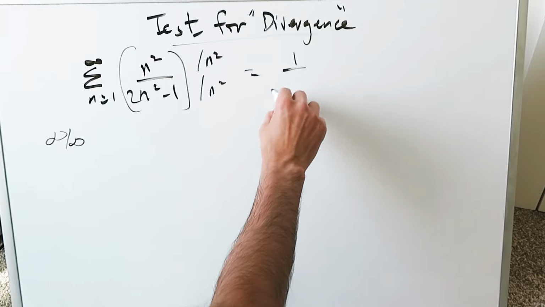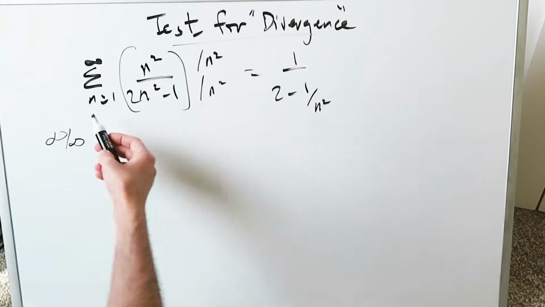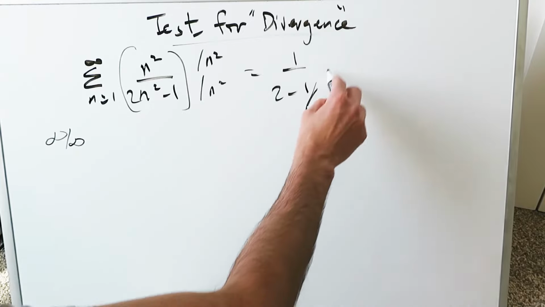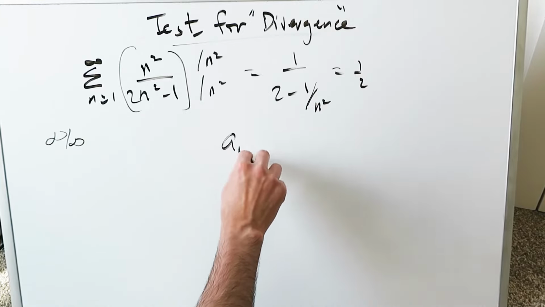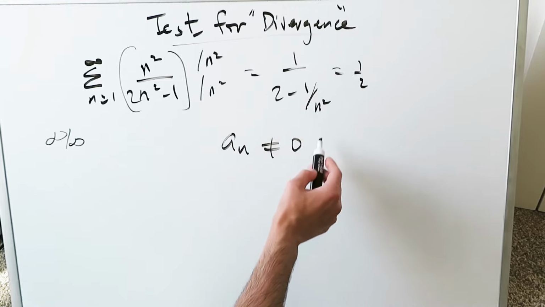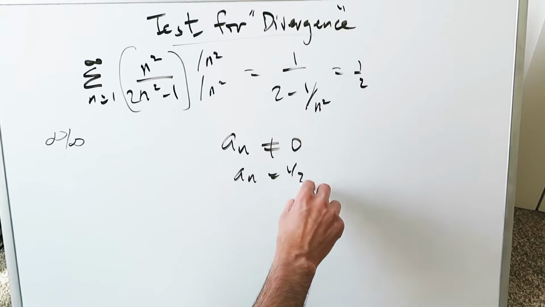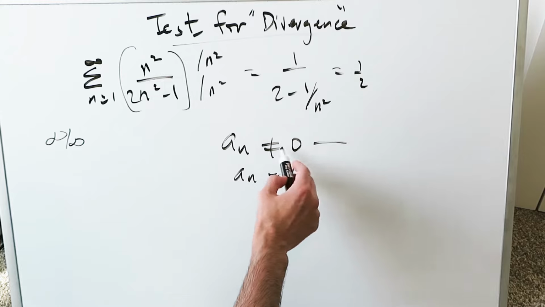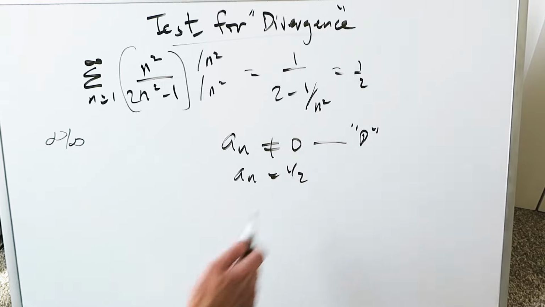You'll end up getting 1 over 2 minus 1 over n squared. Limit as n approaches infinity, you have here a 1 over 2. In this particular case, a_n does not equal 0 because here the a_n is equal to 1 over 2. Because you're not fulfilling this requirement, you're seeing divergence, and that's all there is to it. This series here would be divergent.